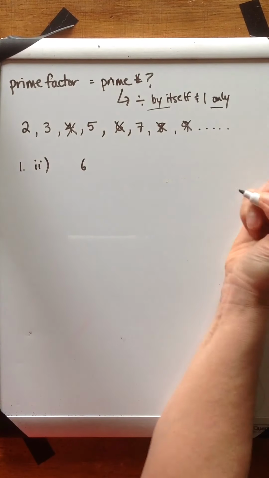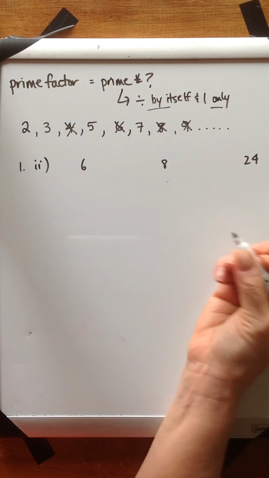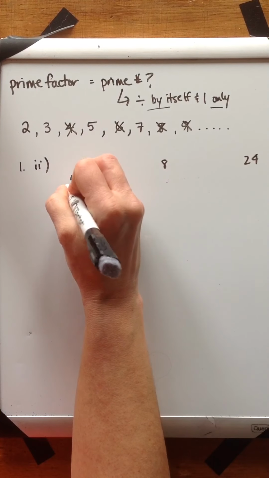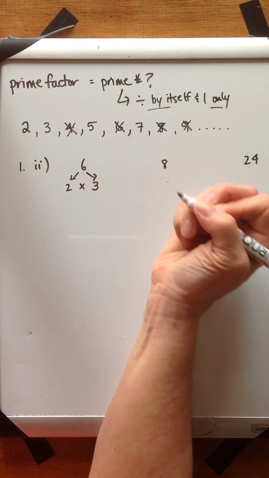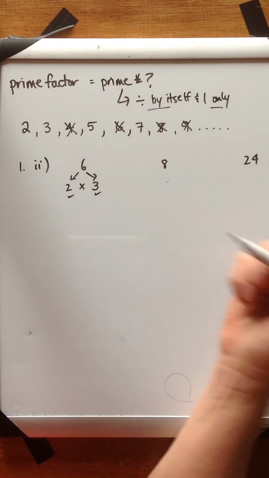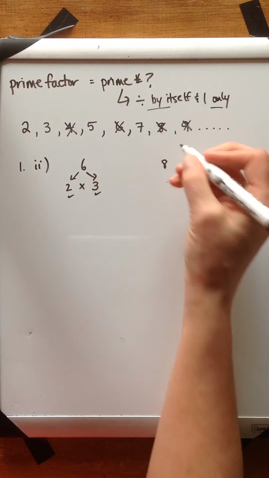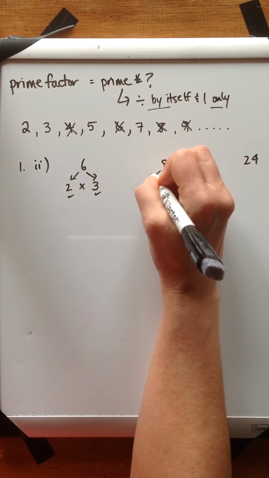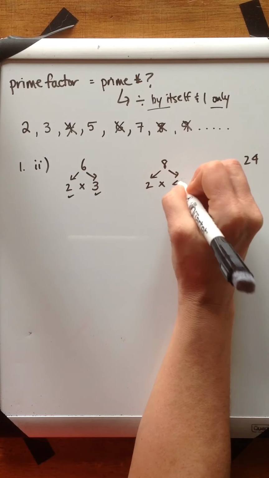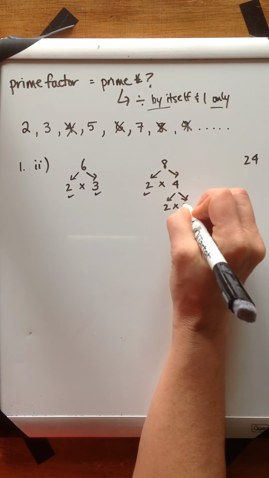So let's do a tree diagram for 6, let's do a tree diagram for 8, and a tree diagram for 24. So 6 can only be broken into 2 times 3. And both 2 and 3 are prime factors, so we finished breaking this one down into the prime factors that multiply to give it. We can do 8 again like we did in the previous slide. We can do 2 times 4, but 4 can be further broken down into 2 times 2.